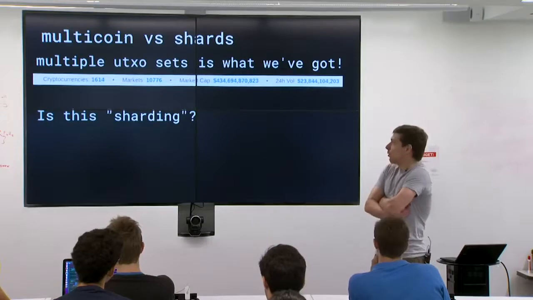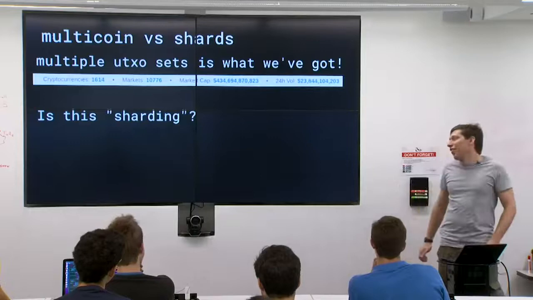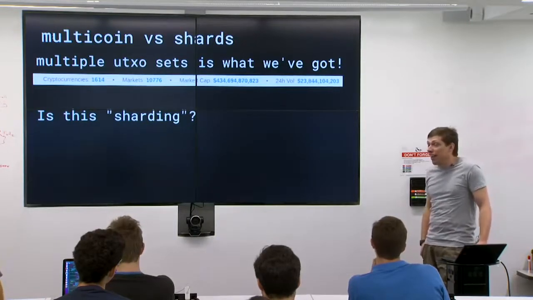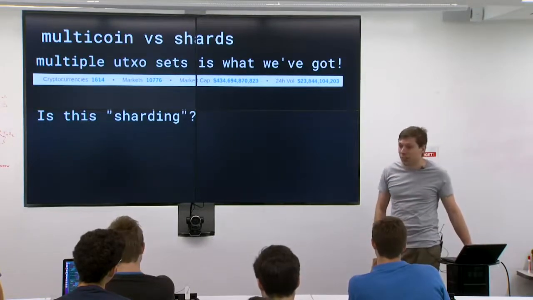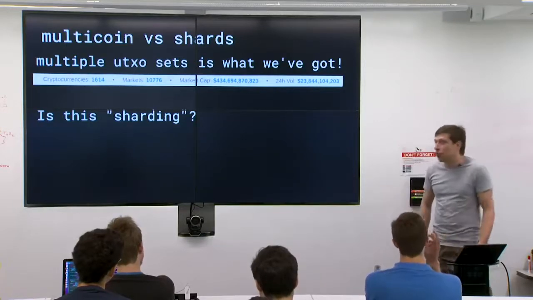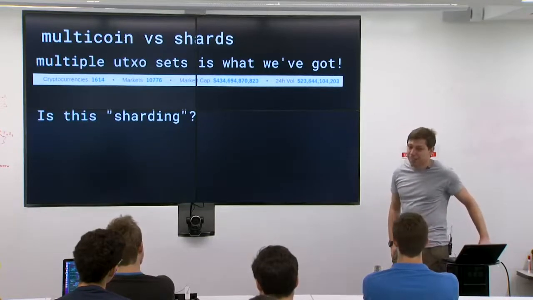It's kind of an interesting thing to think of. We already have multiple UTXO sets, right? As of this morning, CoinMarketCap.com tracks 1,614 different currencies, 10,000 markets. There's supposedly $434 billion going around. Is this sharding? It's sort of a joke, but in a real sense, it has taken scalability pressure off of Bitcoin and off of any individual currency because there are so many of them. If you didn't have Dogecoin, maybe there would be more Bitcoin transactions. But how does this play into the coins that are just running on Ether?